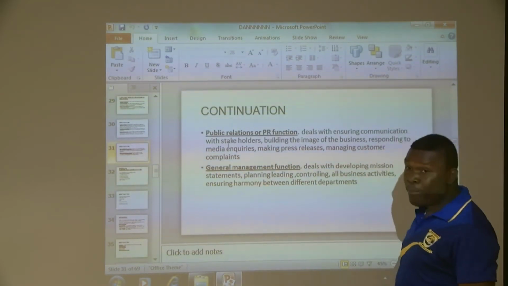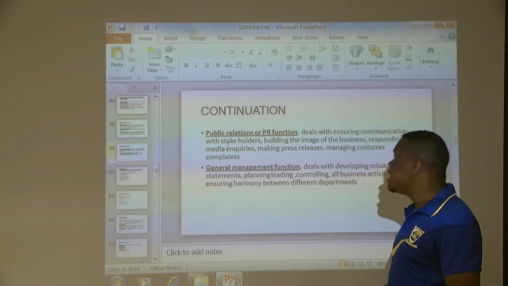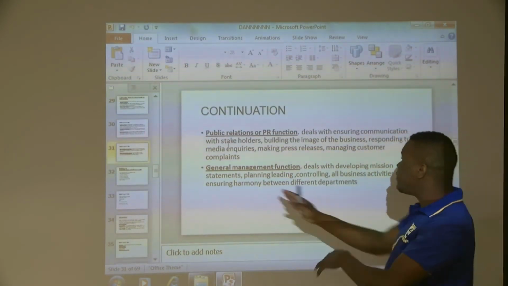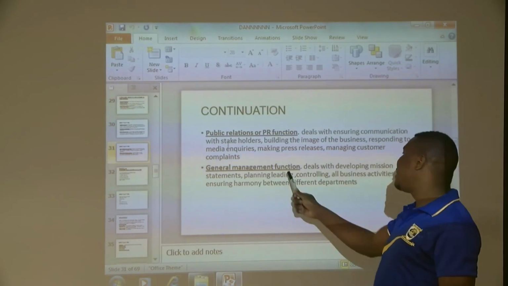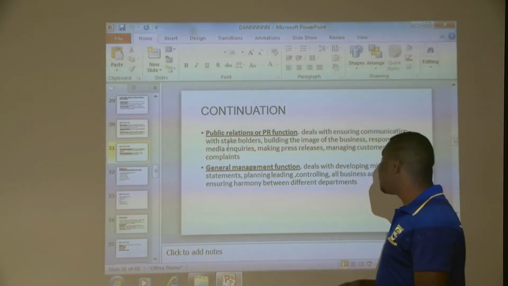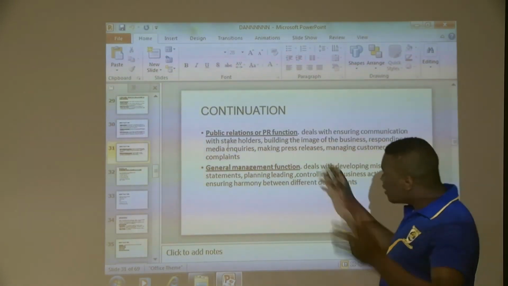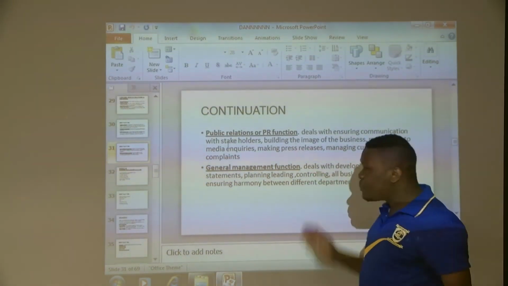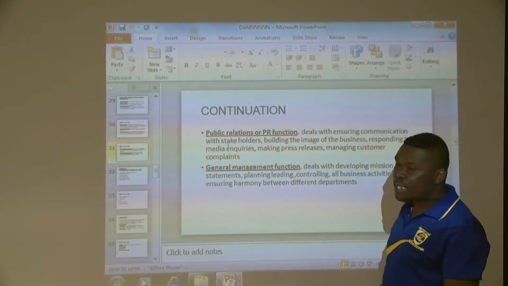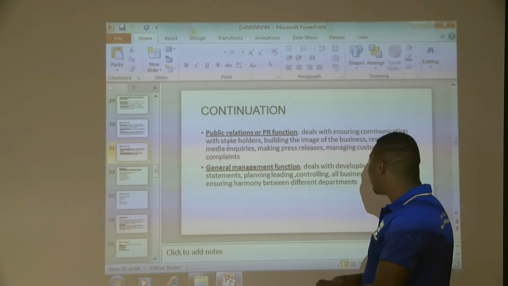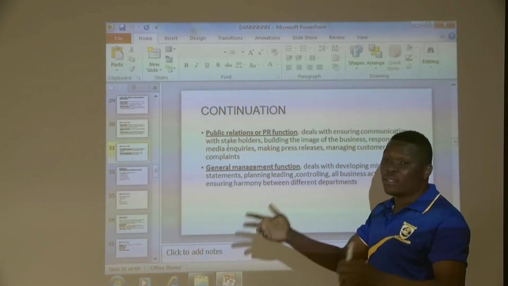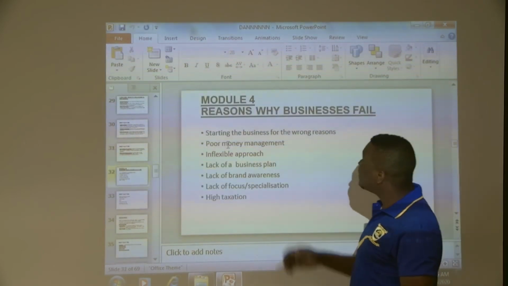And then lastly, we look at what we call the general management function. In the way you hear it, general, it deals with developing the mission statements, planning, controlling all business activities, and ensuring harmony between different departments. Actually, this department is the liaison department that connects each and every department that we have looked at. They have all the powers to make sure that all the departments are working in line with each other.